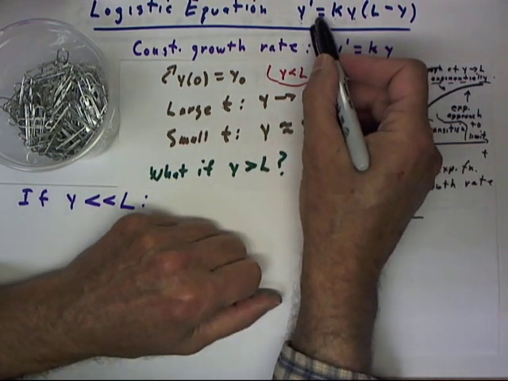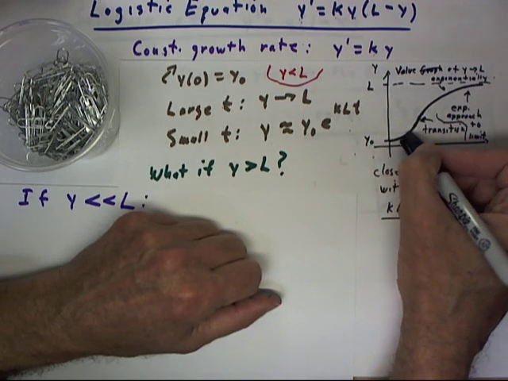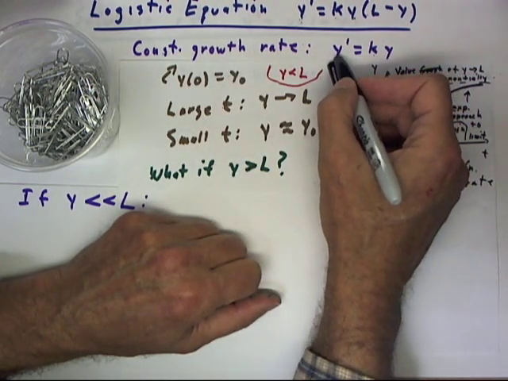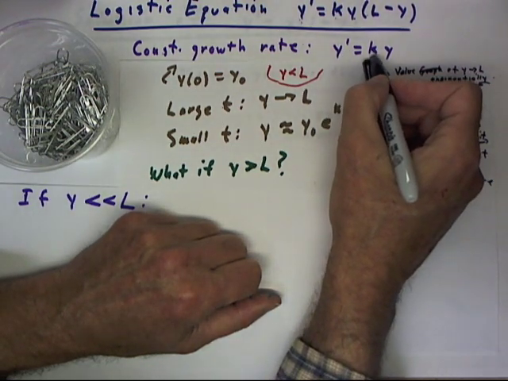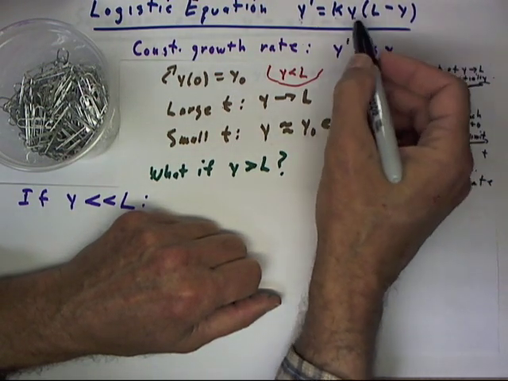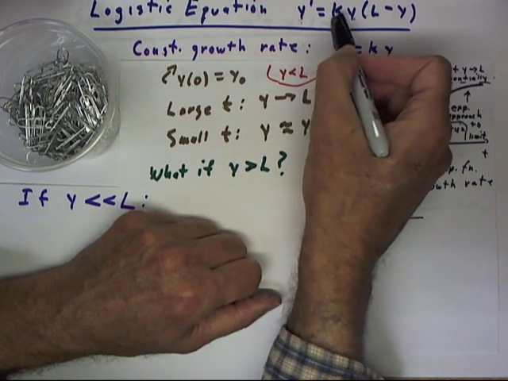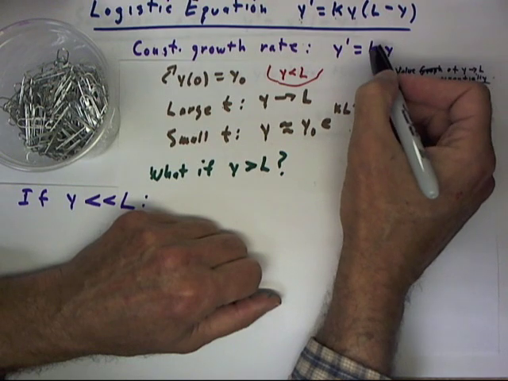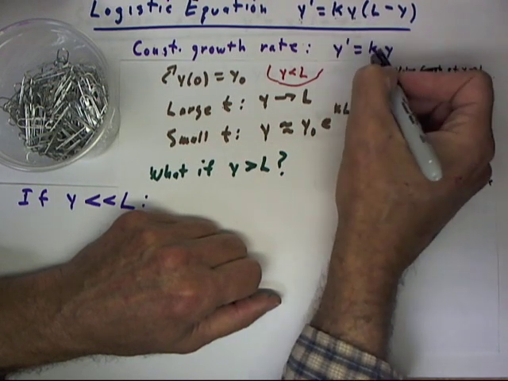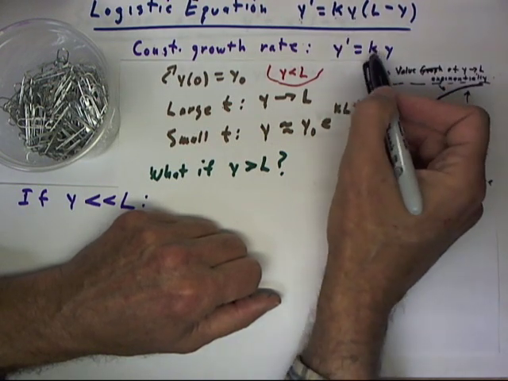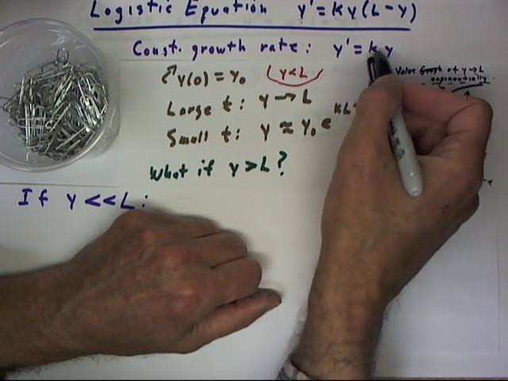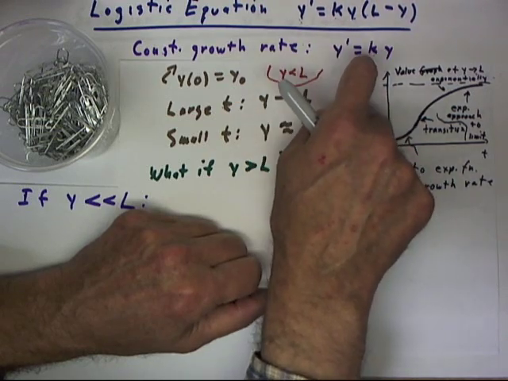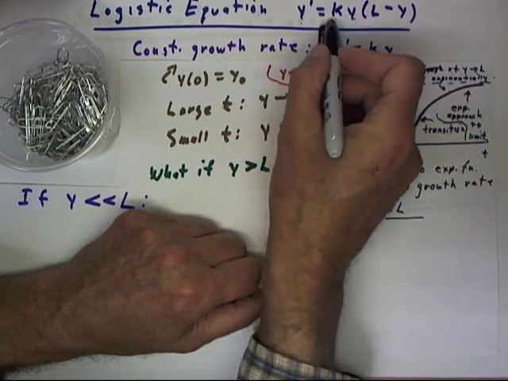We want to relate this behavior, especially the small y behavior, to the behavior of a function with constant growth rate, y prime equals ky. Now, when I wrote the logistic equation after having shown the equation for the constant growth rate, I used the same constant here. There are many reasons why one might do that. One is to keep things consistent in the notation, or at least maintain some consistency in the notation.